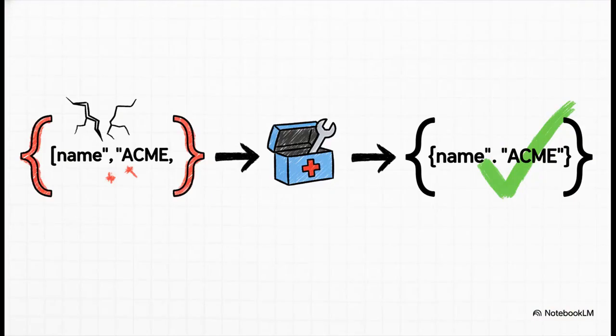Before we completely give up on a failed response, we're going to try to fix it. There's this fantastic little library called JSON Repair that acts as a super forgiving parser. It can handle so many of the common syntax errors that a strict parser would just immediately reject, like those pesky trailing commas or using single quotes instead of double. It's just a really pragmatic way to salvage a response that is almost correct.